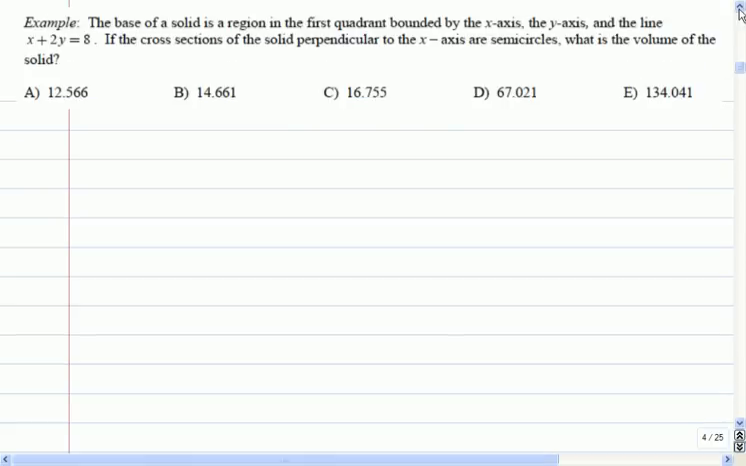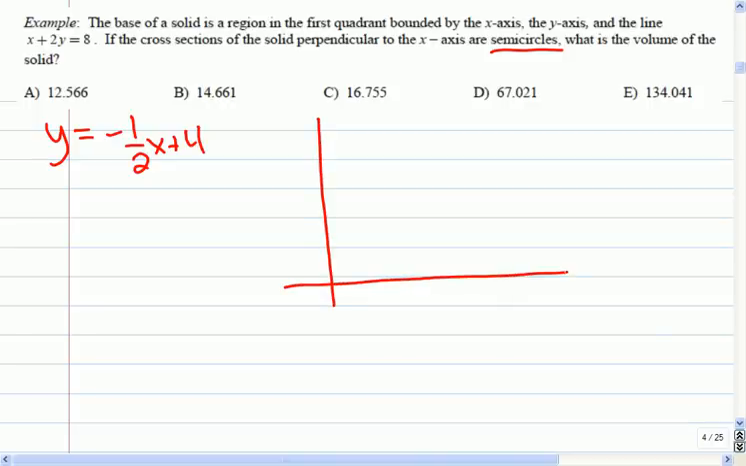Okay, so this is a calculator question. We are now dealing with semicircles. So the shape has changed on you. Hopefully you're comfortable doing squares. See if you can do a semicircle now. Okay, so this time, of course, we don't normally deal with a line like this. So if you rearrange this, you're going to get negative 1/2 x plus 4. And it's roughly going to look something like this if you graph it. And this is the region that we're looking at.